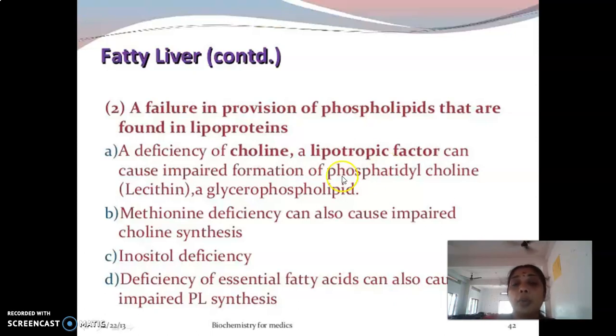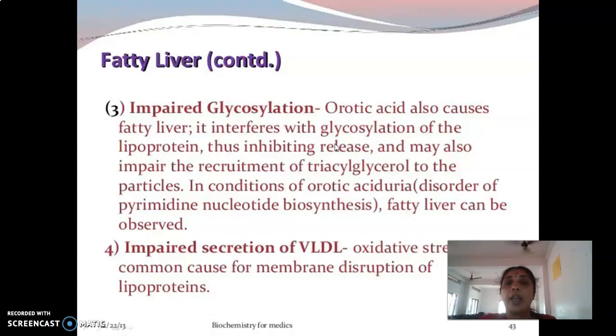So examples of lipotropic factors are choline, then phosphatidylcholine, that is lecithin, then glycerophospholipids, then vitamin E, selenium, all of them are lipotropic factors, or methionine. So if there is any defect in the synthesis of the lipotropic factors, it can also result in the development of fatty liver, and impaired glycosylation, impaired secretion of VLDL.